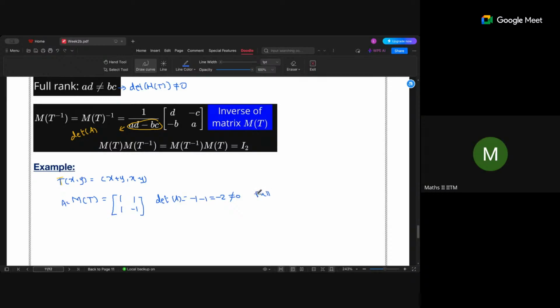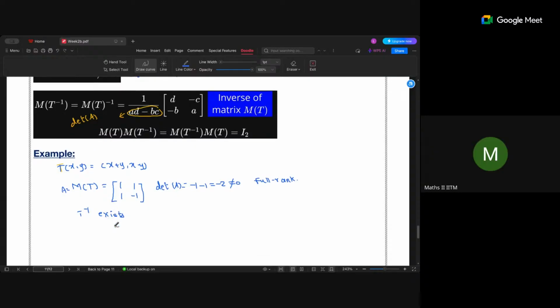If it is full rank, what do we know? The inverse exists, right? So T inverse exists. Now, how do you find T inverse? To find the T inverse, you find the inverse of this matrix. What is the formula to find the inverse of this matrix? Use this and tell me. We already have computed the determinant. So 1 by minus 2. And what happens to this part?